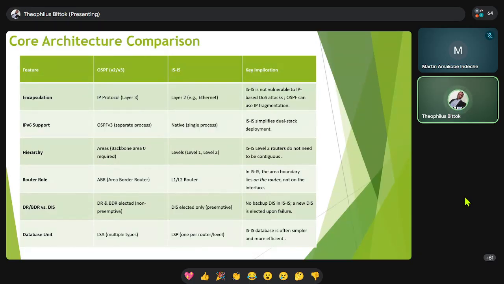Then on the router roles, for OSPF, you will always find the router is in a specific area. But for ISIS, the demarcation is on the links. So you may find this link is in area 6, another one is in area 5. But for ISIS also, the router will always be in a certain area.